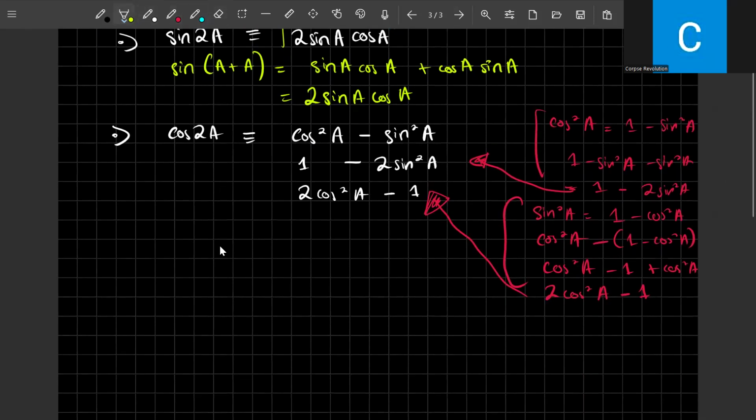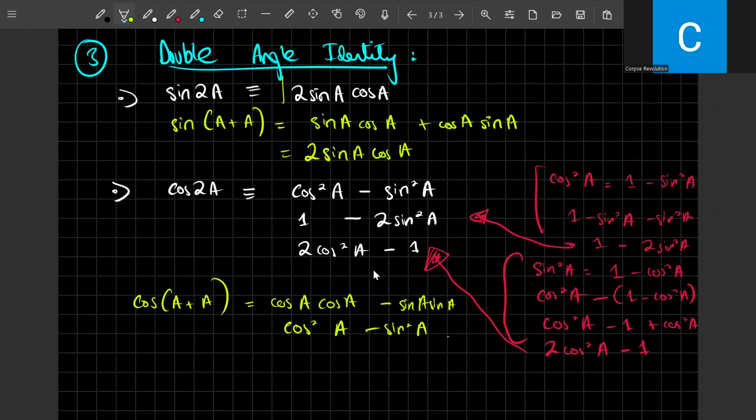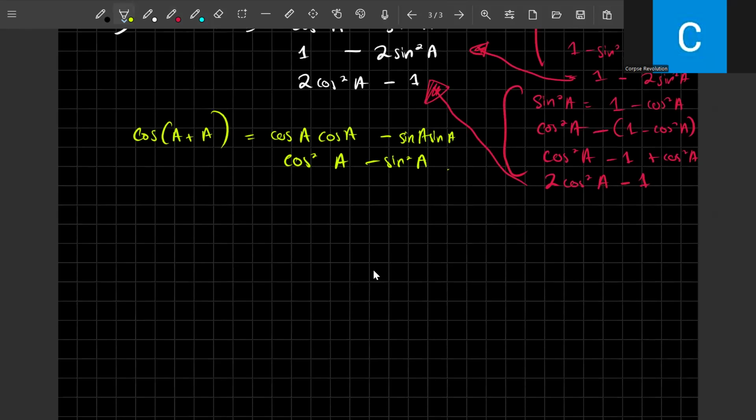Now cos 2a could also be written as cos of a plus a, which is cos a cos a minus sin a sin a, that is cos square a minus sin square a. So you have to learn them by heart. There is no other option.